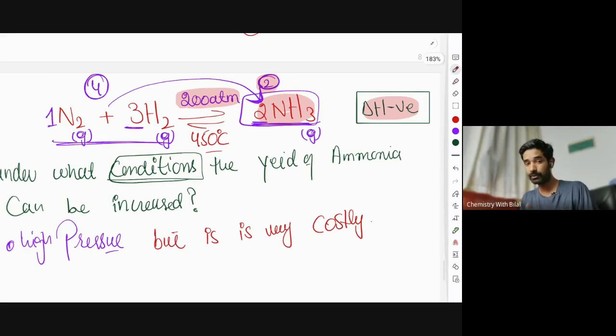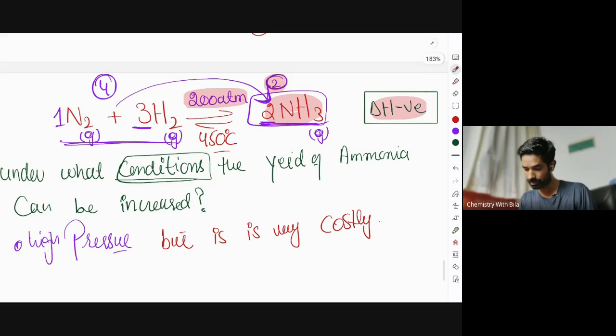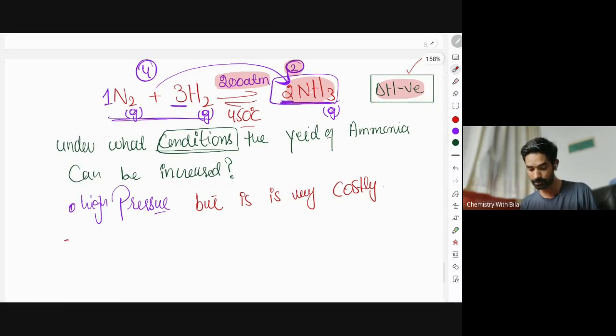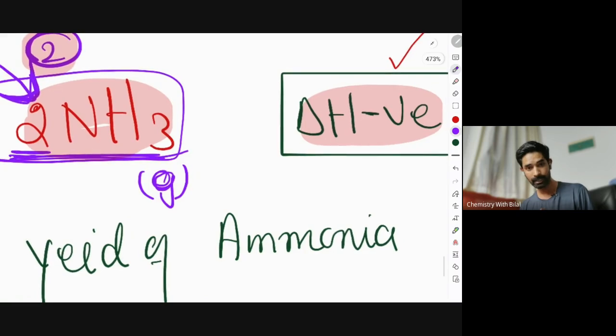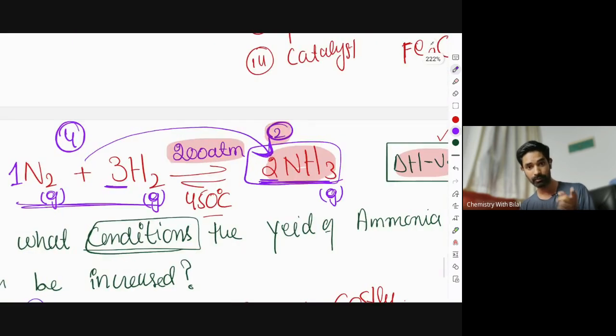So basically, when you increase the temperature here, since the forward reaction is exothermic, the equilibrium goes to the backward. This means when you decrease the temperature, what should we do? Decrease the temperature. A low temperature will shift the equilibrium to the right. Whenever the enthalpy is negative and you decrease the temperature, equilibrium goes to the right. You increase, it goes to the left.